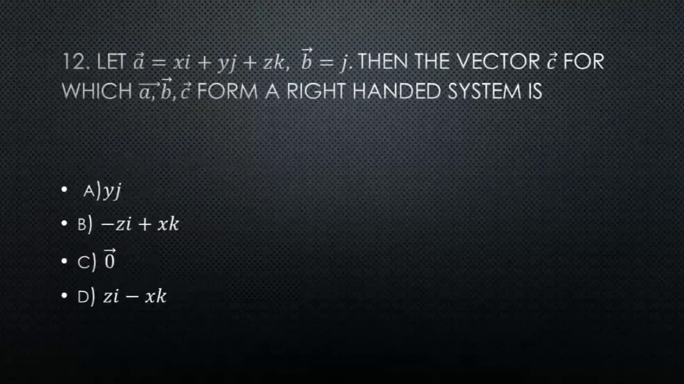See this? Let A vector be equal to xi plus yj plus zk and B vector be equal to j.